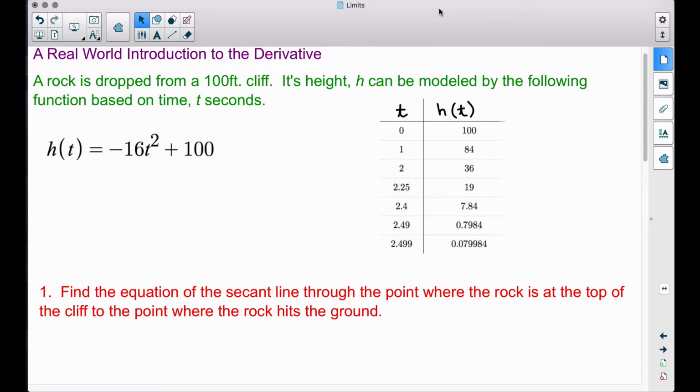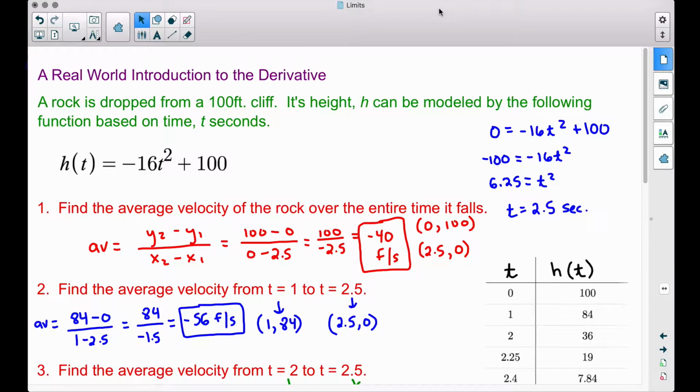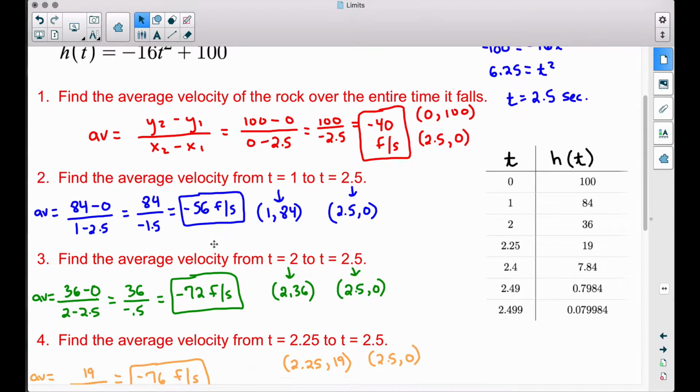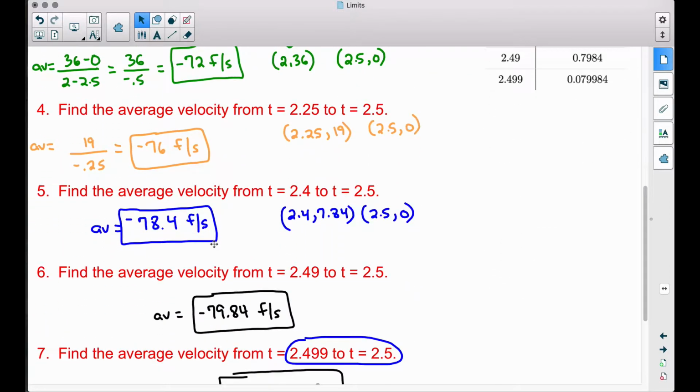In this video, we're going to continue the real-world introduction to the derivative, and now we're going to see the equation of the tangent line unfold right in front of our face. In a previous tutorial where we first talked about a real-world introduction to the derivative, we found a bunch of average velocities, and these are really just the slopes of some lines. And as you can see here, we did all of these.